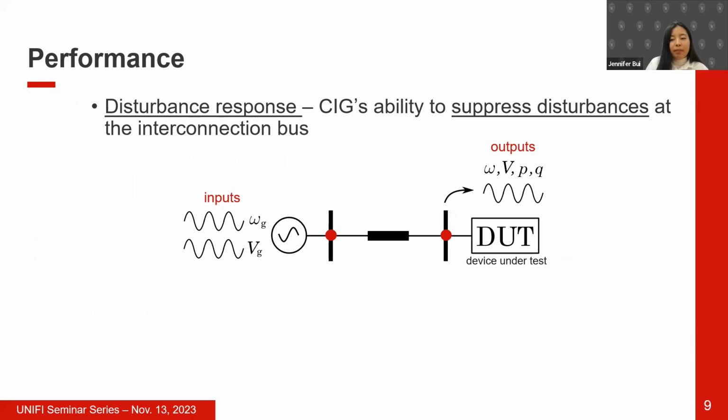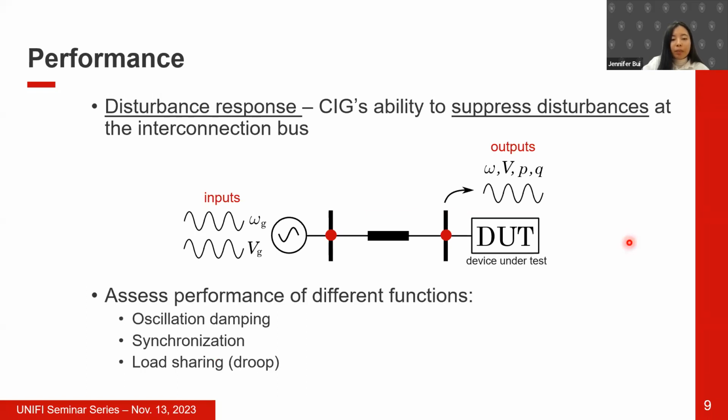So stability does not imply performance. So we sought to develop some separate performance specifications, and we based these specifications on the concept of disturbance response, or the converter's ability to suppress disturbances at the interconnection bus. In this case, the inputs come from another source here. So in this 2-bus system, we have one source here and the device under test, say a converter. And we are looking specifically at how disturbances coming from another source affect the response of the converter at this bus.